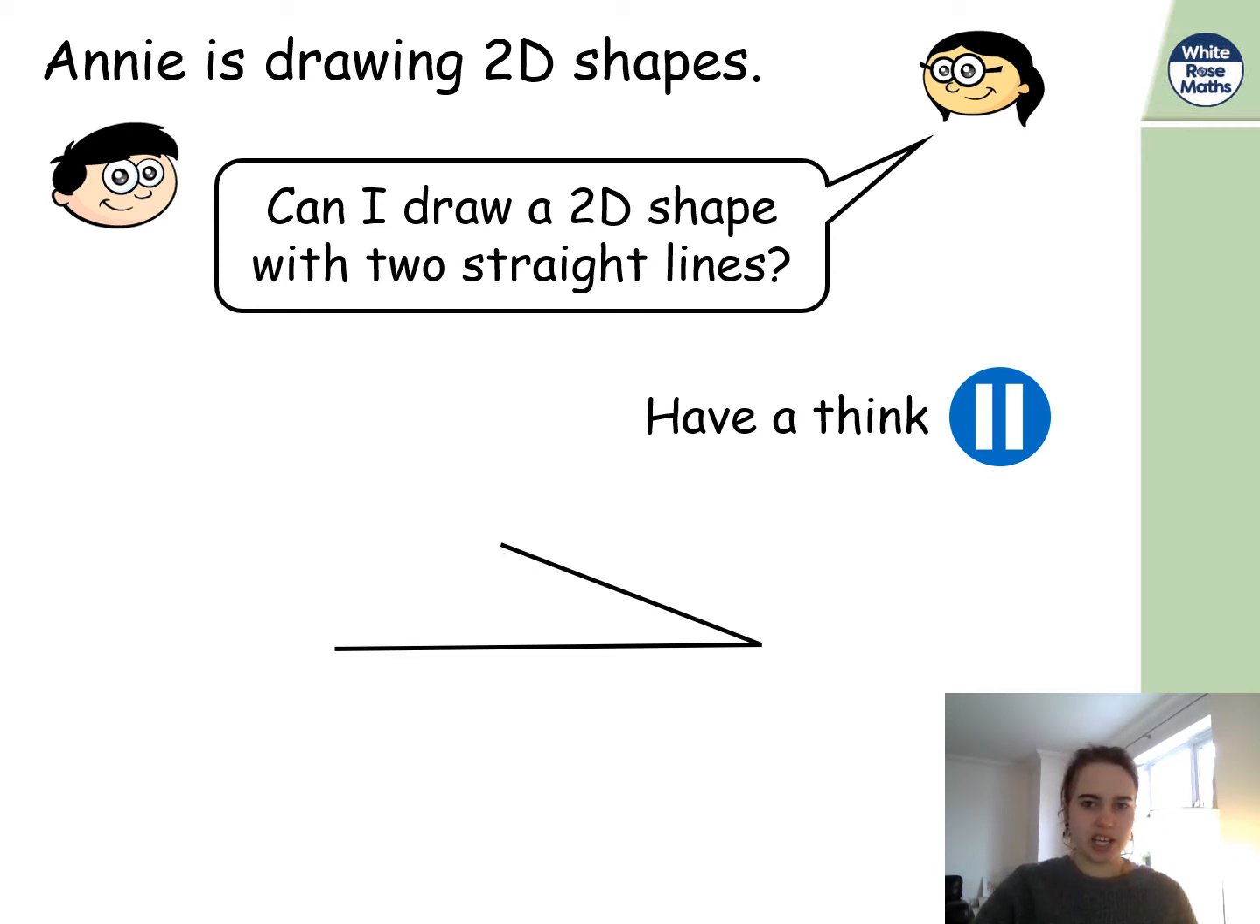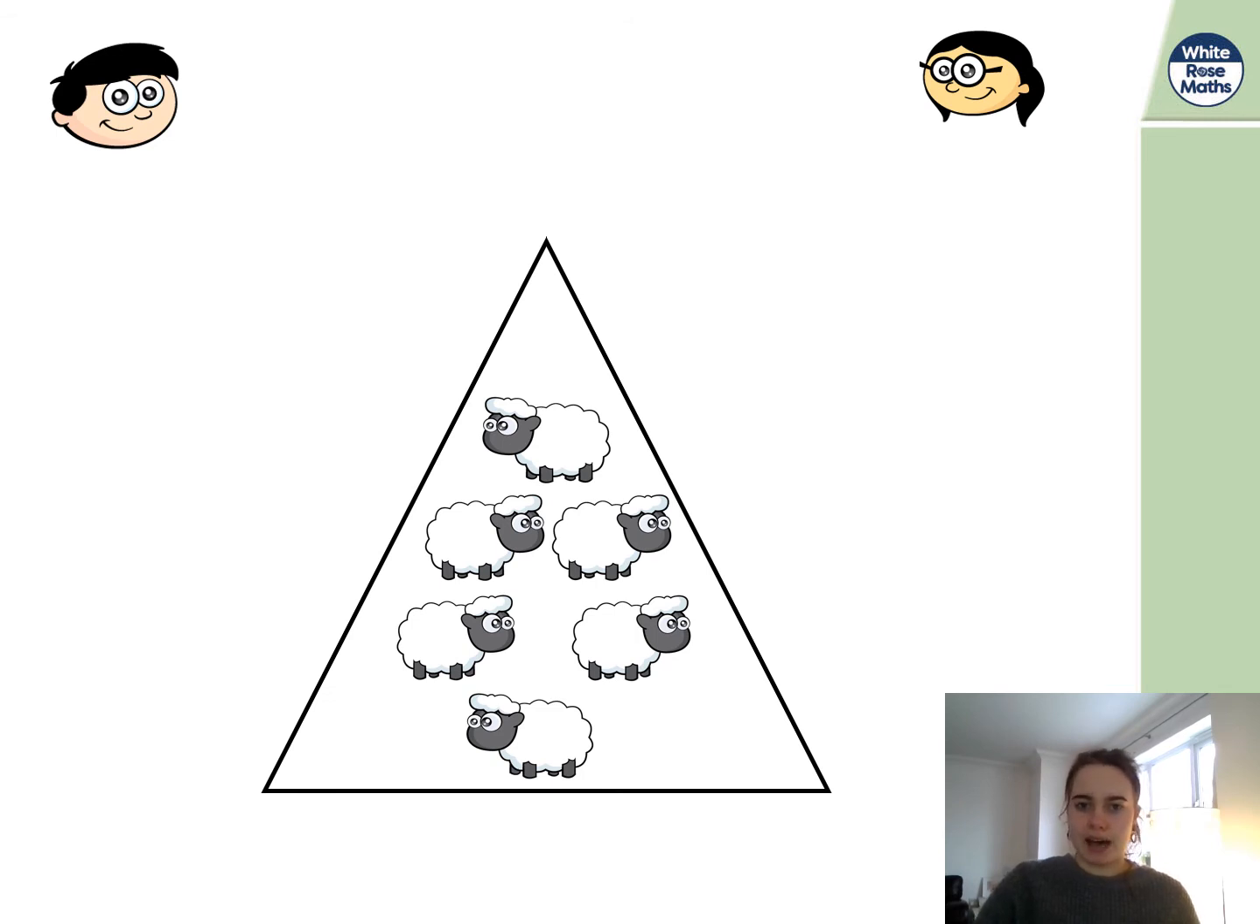Here's another 2 straight lines. Is that a 2D shape? Nope. Here's another 2 lines. Is this a 2D shape? No. Here we have a 2D shape. This is a triangle. Notice how there's not 2 lines, there's 3 lines.